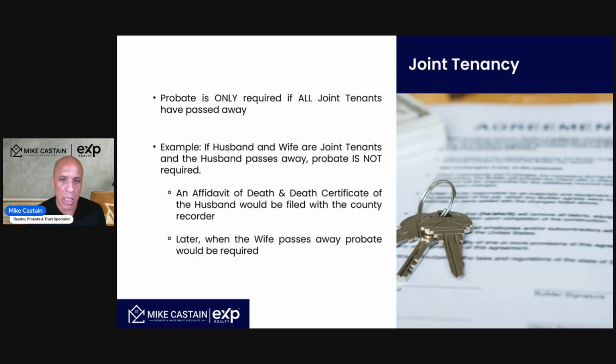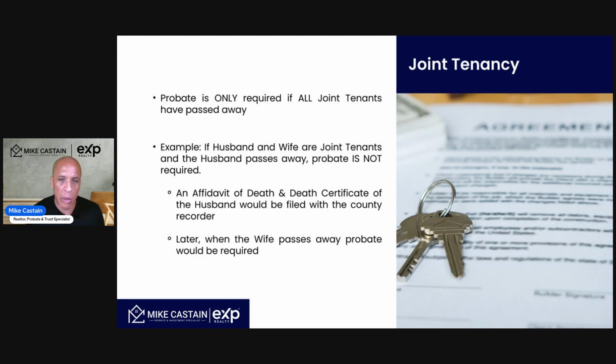But joint tenancy is when more than one person is owner of the property. I'm just going to use in this example a husband and wife. It could be two people that are not related who own the property. It could be brother and sister. It could be two friends or business partners. But in this situation, we're going to use the husband and wife. And probate is only required if all the joint tenants have passed away. And I'll give you an example.